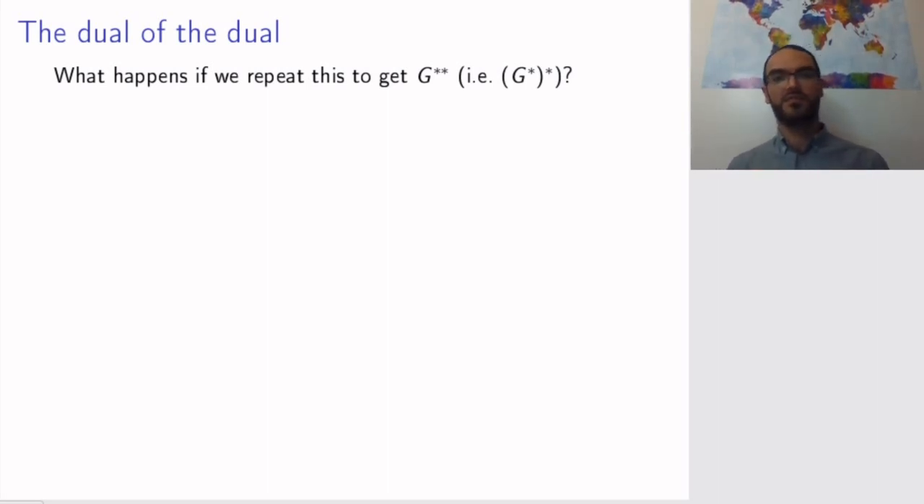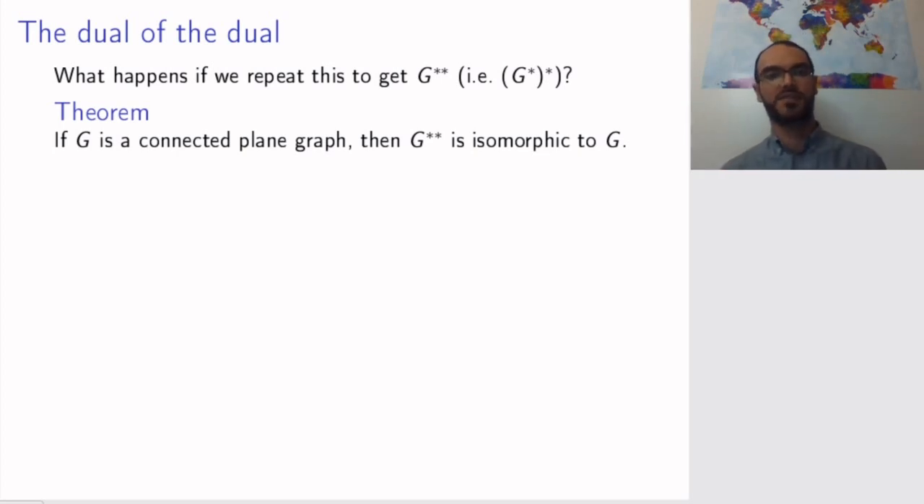What happens if we construct the dual of the dual? So you have a plane graph G. You do this construction, you get G star, which is also a plane graph. Now if you do the same thing to G star, what are you going to get? Well, from the octahedron and cube example, we expect to get G back, and indeed this is what happens. So G star star is isomorphic to G.